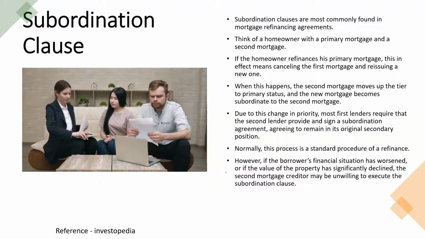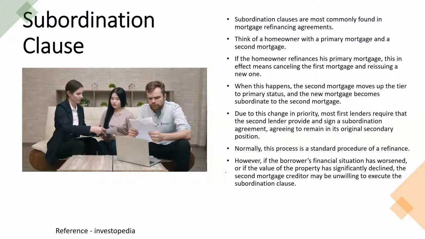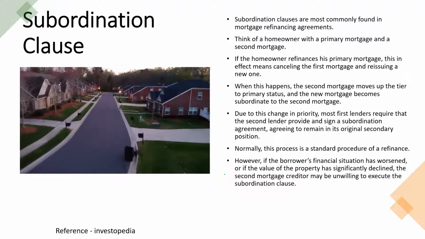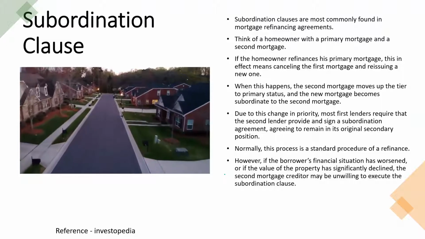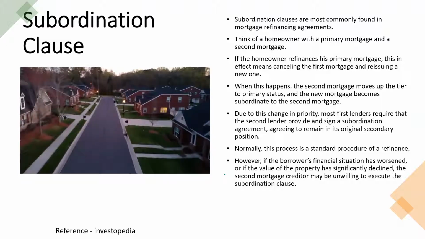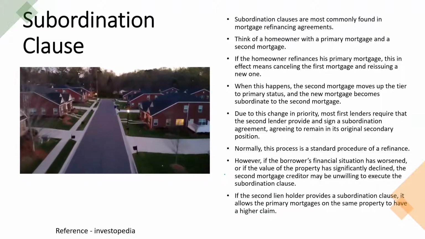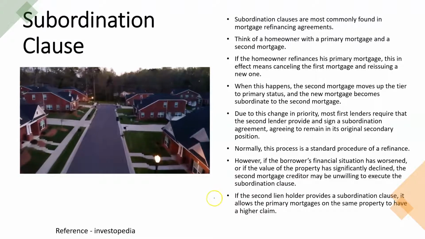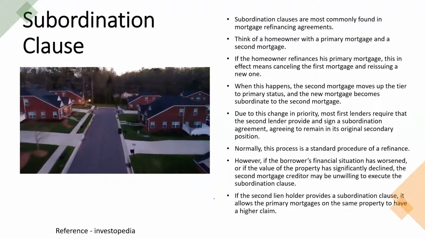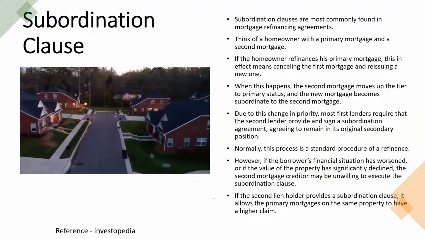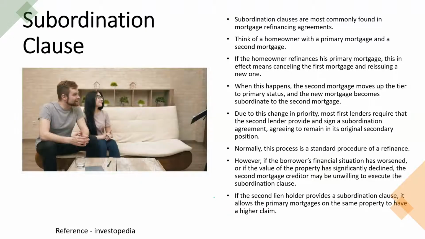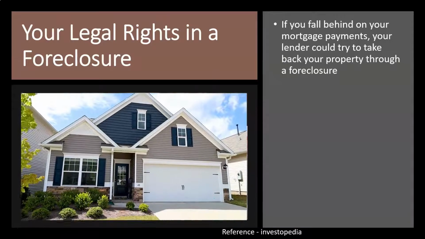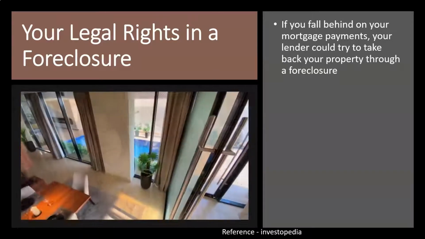So under normal conditions, standard practice would be that the second would say, yeah, that's normal practice, let's go forward. But if there's been a decline or something and they feel like they're taking on more risk, then possibly they would say no and not do that, which would have a problem with the refinancing. So if the second lien holder provides a subordination clause, it allows the primary mortgages on the same property to have a higher claim.